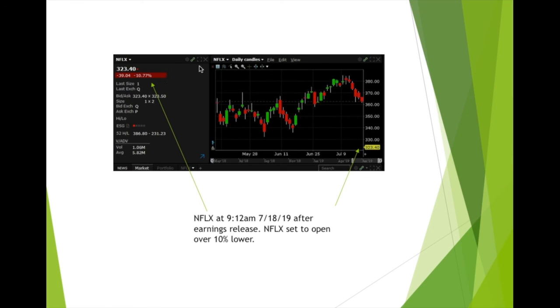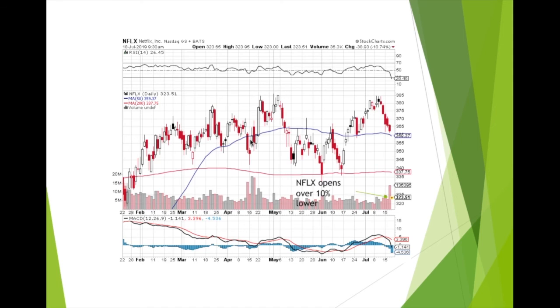And you see, I go on my broker here. This is Interactive Brokers, and it's at 9:12 in the pre-market on the next day, July 18th, 2019, and I see Netflix is set to open 10% lower. So Netflix was here yesterday, and then on this day, it's all the way down here at 323.40. So you see, this is going to be the gap down. So I know it's going to gap down 10.77%.